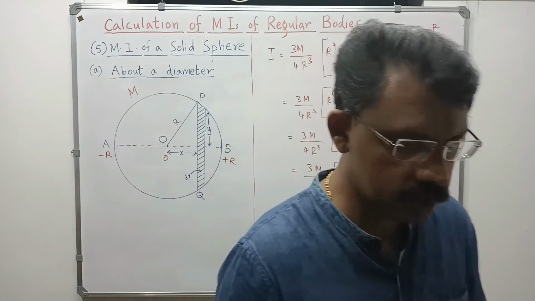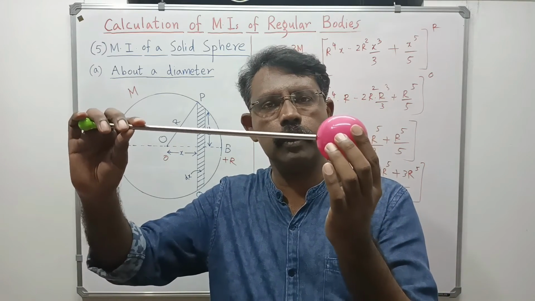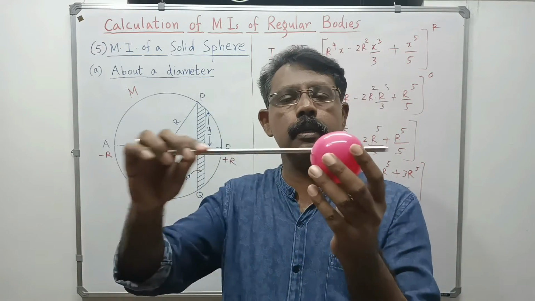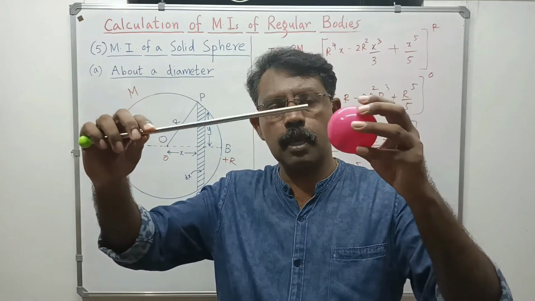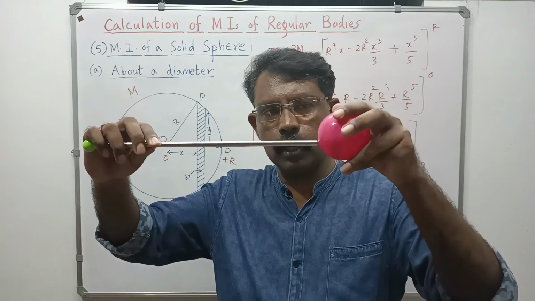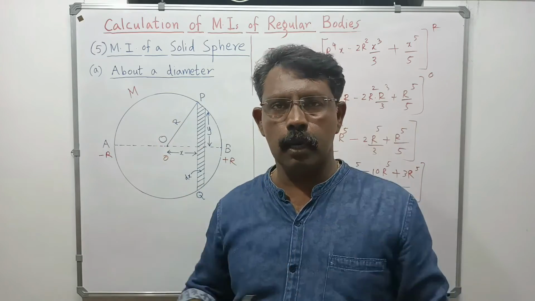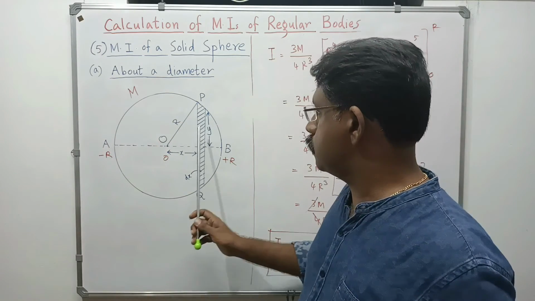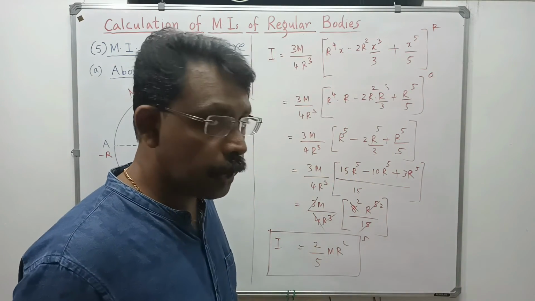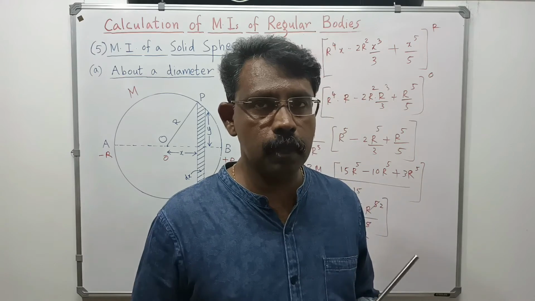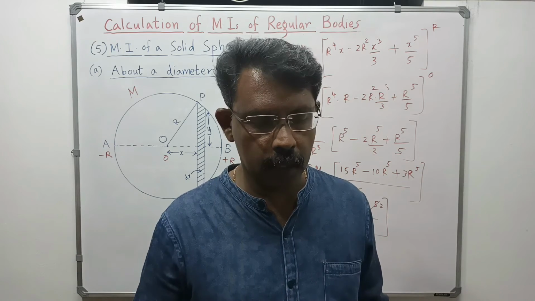So the moment of inertia of a sphere about an axis passing through its center, about a diameter. When I am inserting like this, the ball will be rotating like this. If that is the axis about which this ball is rotating, it will go in through the insert and come out through the other side. So the moment of inertia of this sphere about this diameter AB is given by I is equal to 2 by 5 m r squared, where m is the mass of the sphere and r is the radius of the sphere. So this is the required moment of inertia.